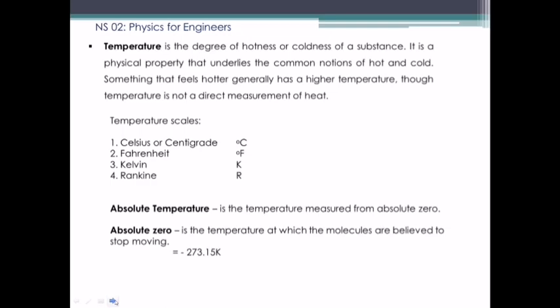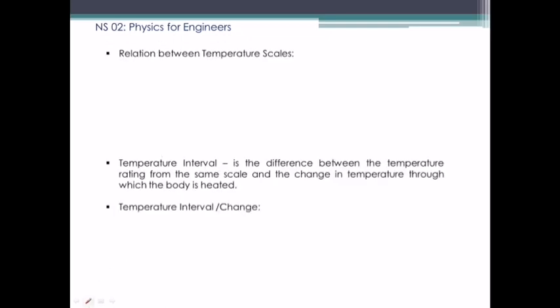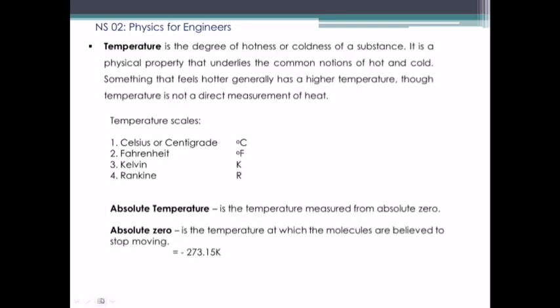We have the Celsius or the centigrade scale, degrees Celsius, and the Fahrenheit scale, which is usually used in English countries. We have the Kelvin and the Rankine. So Kelvin and Rankine are absolute temperature scales. Kelvin is the absolute temperature scale for the centigrade scale, and Rankine is the absolute temperature scale for the Fahrenheit scale.